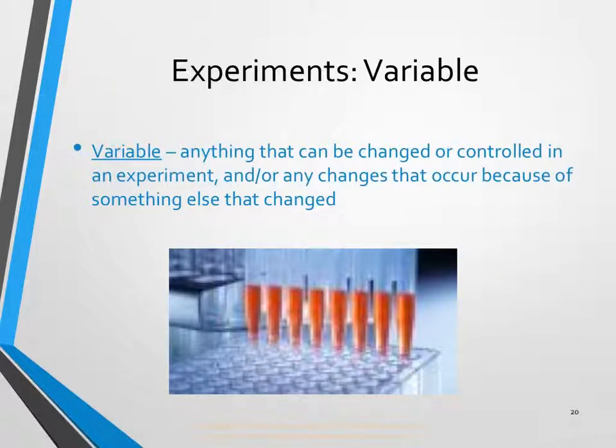Okay, then the next step in this would be our variables. Your variable is anything that can be changed or controlled in an experiment. And those changes occur because something else changed. So in other words, this is what you have control over, what you move or manipulate or change or affect.